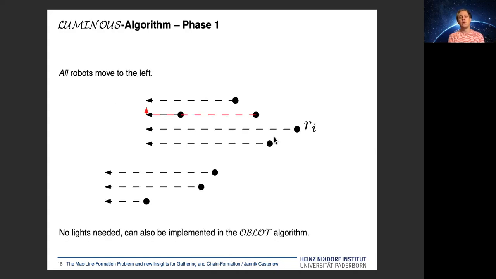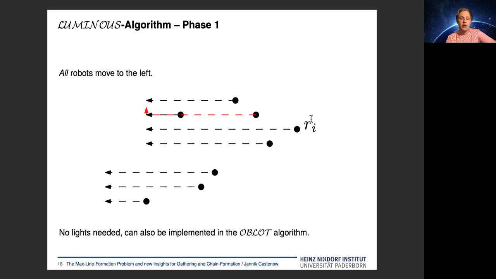So first of all, we need a speed up of the first phase. Actually, we don't need lights for this speed up, so this speed up can also be implemented in the OBLOT algorithm, but because the second phase was very slow in the OBLOT algorithm, it wasn't necessary for the asymptotic runtime. Okay, so how to obtain a speed up? Just a rough idea. Not only robots that are rightmost in their neighborhood move to the left, but all robots continuously move to the left.